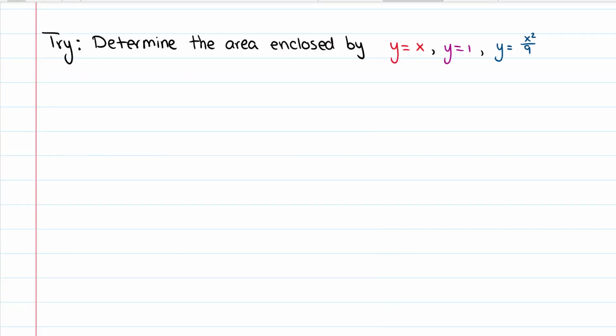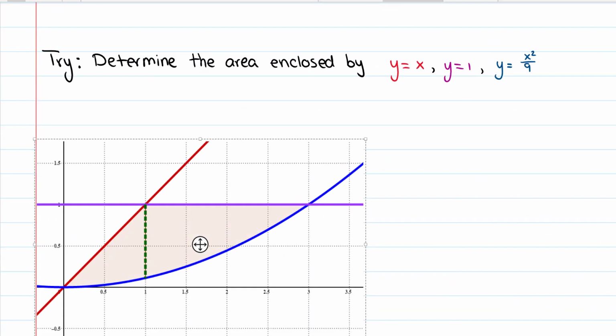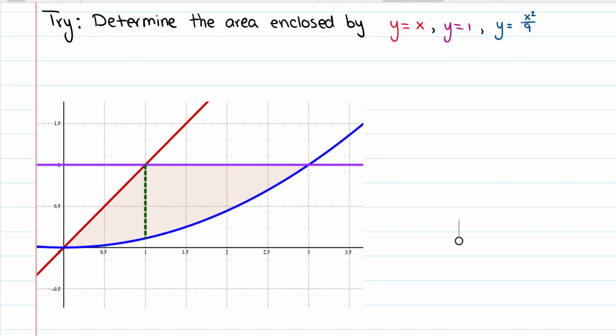On your own now, I want you to determine the area enclosed by the region y equals x, y equals 1, and y equals x squared divided by 9. If you get stuck, this graph may help. However, on a test, you're going to be required to make this graph on your own.